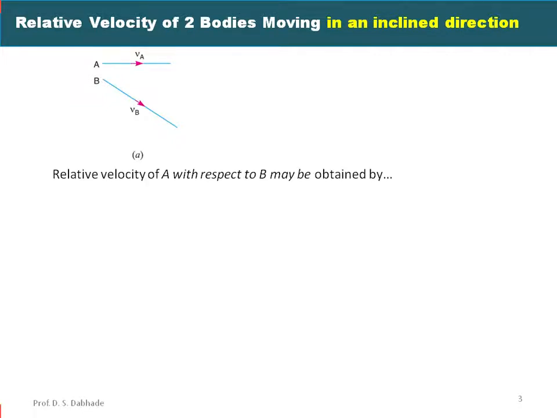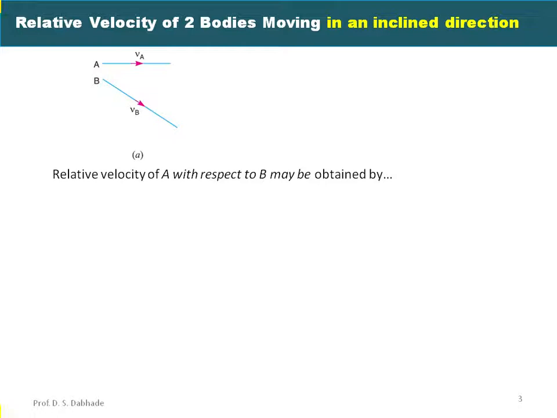Now let us consider the second case, the relative velocity of two bodies moving in an inclined direction. The next possibility is that one body moves along a straight line path, and the second body moves along an inclined path. Here we have bodies A and B, with the absolute velocity of A, VA, and the absolute velocity of B, VB. How can we calculate the relative velocity of A with respect to B?